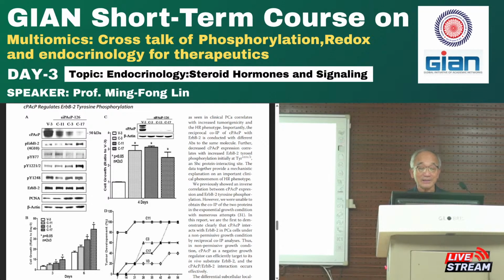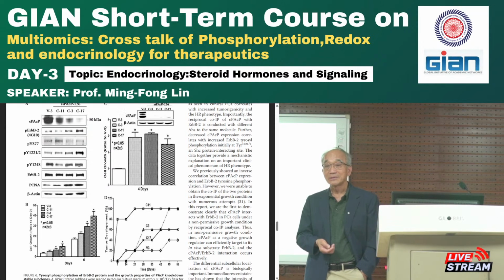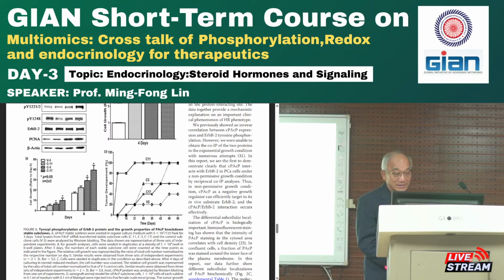And not only that, they develop tumors much faster and much bigger in the mouse. So this is the knockdown subclone cell lines C11, C3, C7, and this V3 is a control cell. So it not only affects the cell growth, but also the tumorigenesis in the mouse. They develop tumors when there's no phosphatase, and they develop tumors in the mouse much faster and with bigger size.